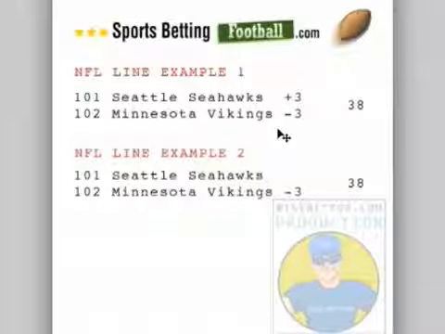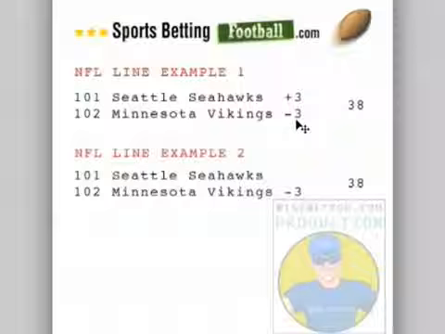Over here now, we have the actual line for the side, and you see +3 and -3. The minus sign indicates the favorite. The plus sign, if there is one, and I'll get into that in 1 second, indicates the underdog. So in this particular football game, the Vikings are a 3-point favorite over the Seattle Seahawks. If you bet the Vikings, you're laying 3 points. If you bet the Seahawks, you're getting 3 points.